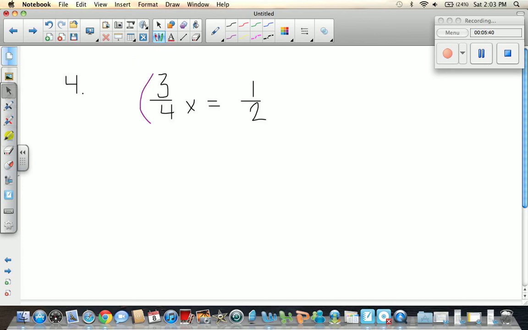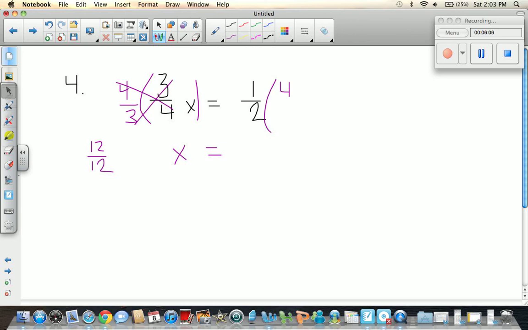Alright, problem 4. Again, we are multiplying by the reciprocal. The reciprocal here of 3/4 is 4/3, so we multiply this side by 4/3 and we're left with just 1x, because 4 times 3 gives you 12, 3 times 4 gives you 12, and that 12 over 12 is equal to 1. So we basically just got rid of this piece over here.